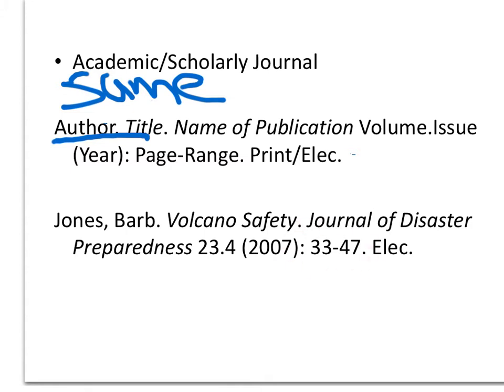So just from reading this, we know that Barb Jones's Volcano Safety article appeared in volume 23, issue 4 of the Journal of Disaster Preparedness on pages 33 through 47. We also know that this is an electronic source, so it was a digital download.